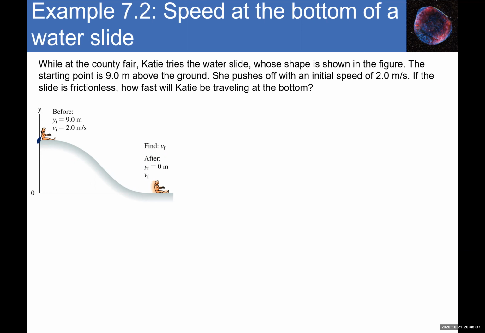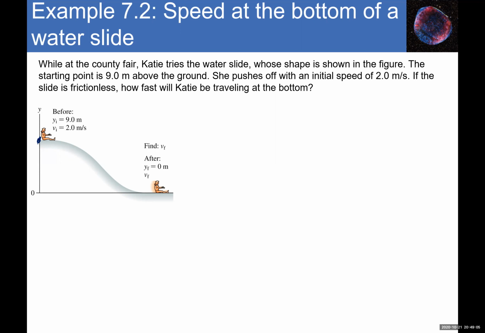One of the important things about conservative forces is that they are path independent. It doesn't matter how we go from the initial point to the final point, as long as we know the height difference between those two points. Let's read the problem. While at the country fair, Carrie tries the water slide, whose shape is shown in the figure. Again, it's an unusual shape. The starting point is 9 meters above the ground. That's the important thing for me to know.